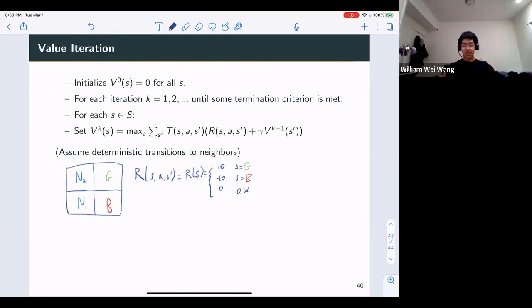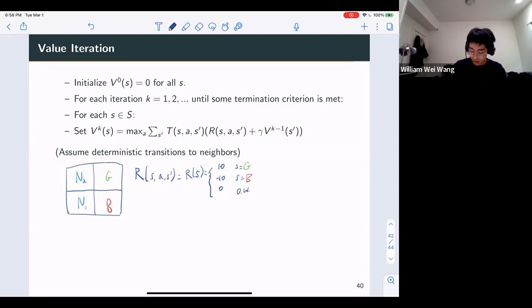So I'm going to do a very quick example here, just to wrap things up, and I'll leave a little bit as an exercise for you to try to finish off. Basically, what I have here is a grid. There's a good state, there's a bad state, and there are two neutral states, N1 and N2. We have deterministic transitions, so you can go up or down, left or right. And you get a reward for leaving a state, right? So whenever you leave the good state, you end up getting 10. Whenever you leave the bad state, you get -10, and then you get 0 otherwise.